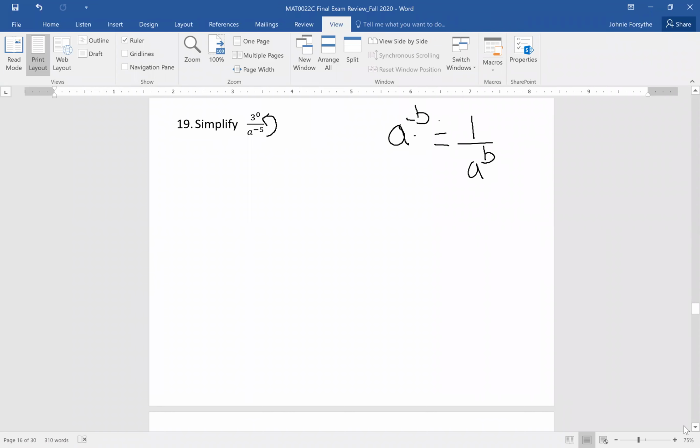So this, the 3 to the 0, that would be 1. Now I'm going to bring this to the top and the exponent is going to become positive. So it's going to be 1 times a to the 5th power. So my final answer is a to the 5th power.